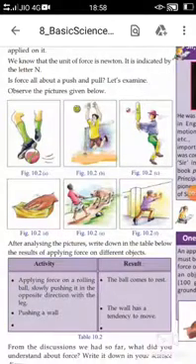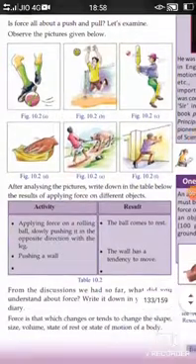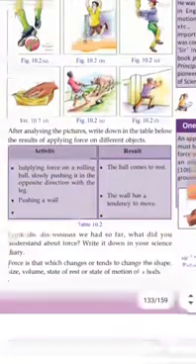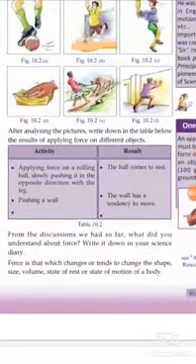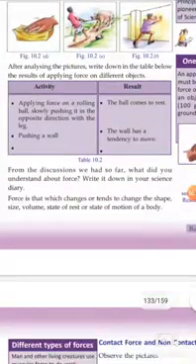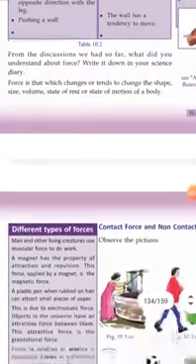Hi children, in our previous session we discussed force. We learned the definition of force in a detailed way, that is, force is that external agent which changes or tends to change the shape, size and state of rest or state of motion of a body. That is the explanation we have done.